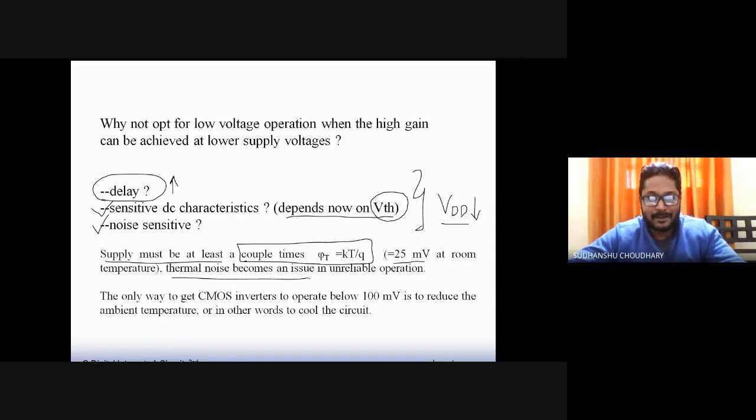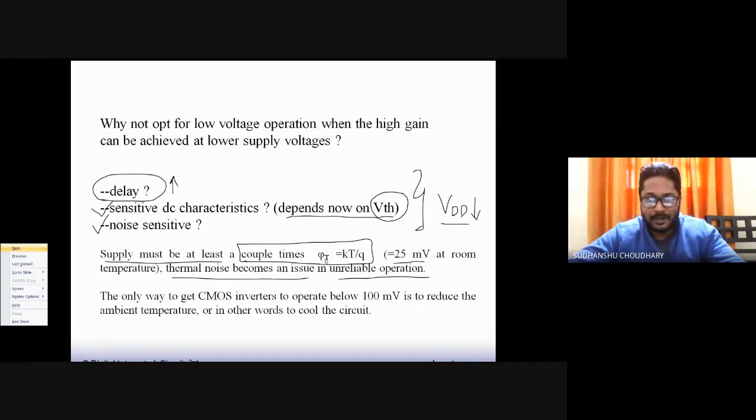System noise is still there. Of course, internal noises can be reduced, but system noise, that is external noise, they do not reduce. So they can affect the device performance and circuit performance, and it can also result in unreliable operation.